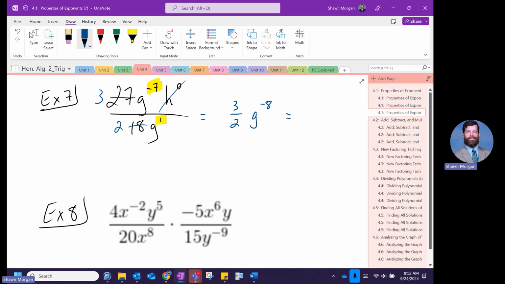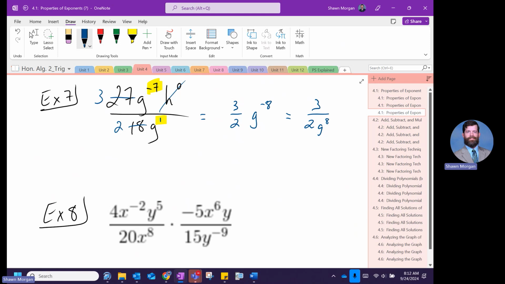What if, like, for example, this was a delta math problem, Preston, and they said, hey, no negative exponents. What would you do to adjust to that? 1 over what? All right, and so 3 stays up top, 2 stays at the bottom, and that g to the negative 8 moves down to the bottom and becomes g to the positive 8.